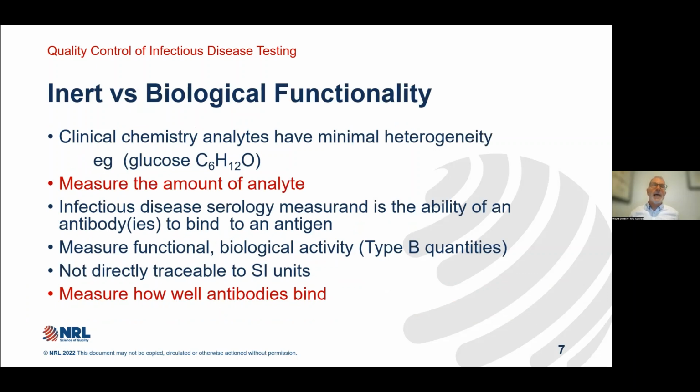Inert chemicals like glucose have minimal heterogeneity. All of us have exactly the same glucose circulating in our body. When we measure that analyte, we're actually measuring the amount of that analyte in your system. But in infectious diseases, serology in particular, we're actually measuring the ability of that antibody to bind to an antigen. We're not actually measuring the amount or the number of antibodies. These are measured using functional biological activities, and these are generally not traceable to a SI unit.